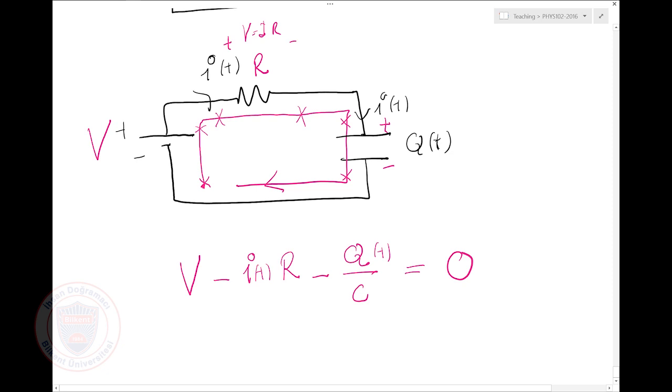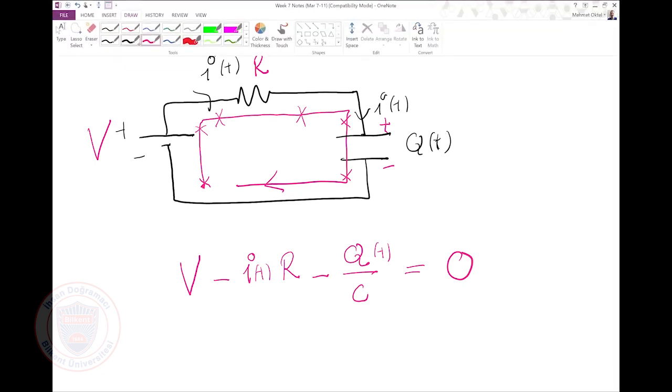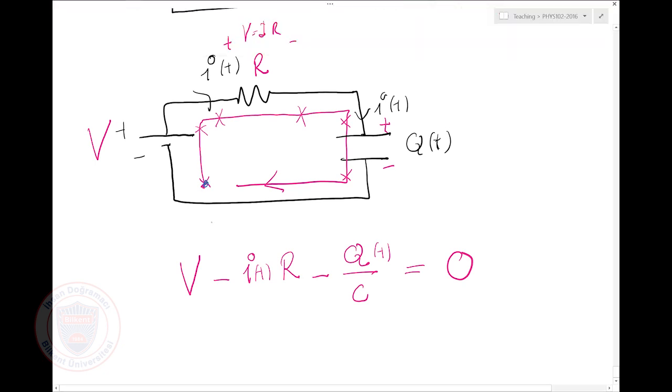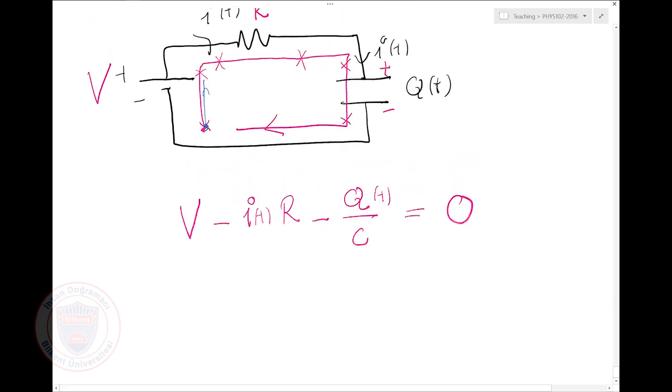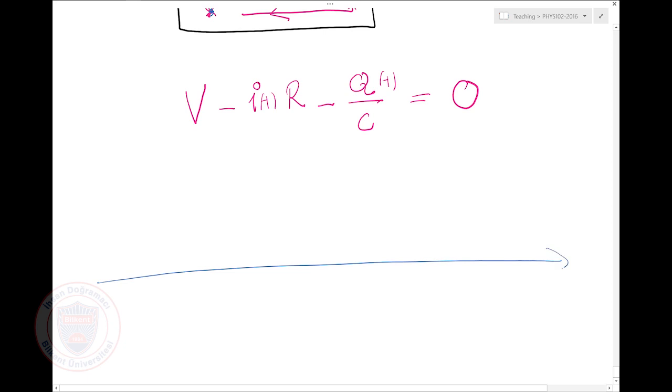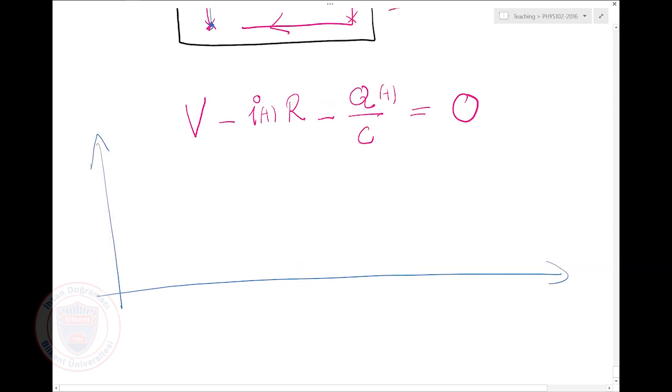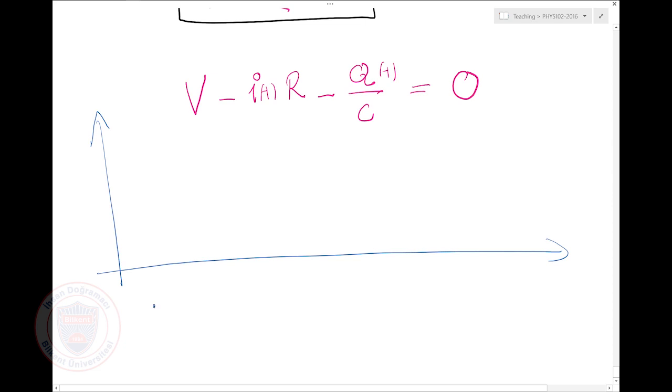Should I go through again? Maybe I should, yes. So let me go through again. I start from the lower conductor here. If you want, let's sort of draw the potential. So I'm going across the circuit. I'll first pass through the battery, then through the resistor, and then through the capacitor. And I'll actually come back to the same point here, right?